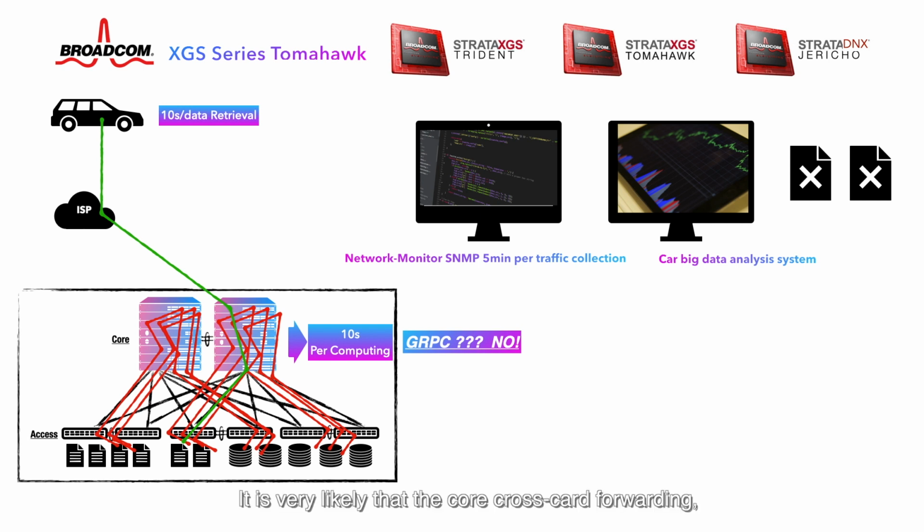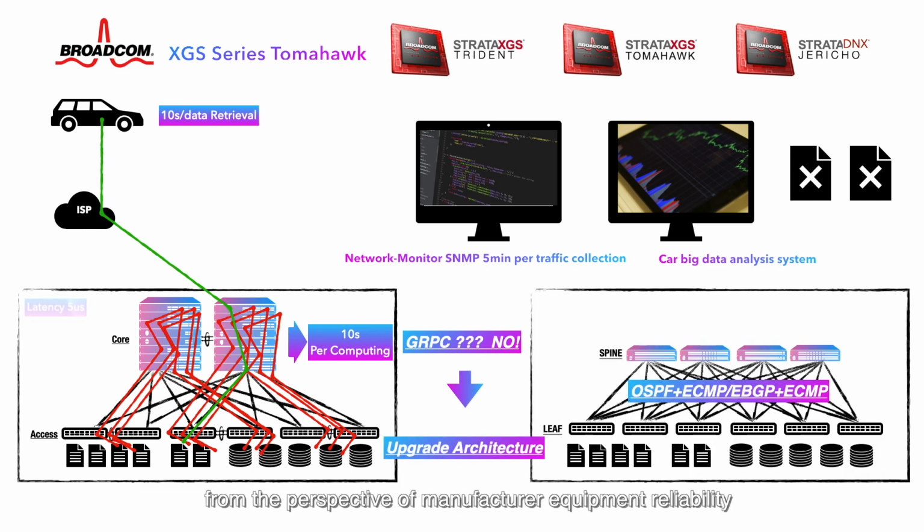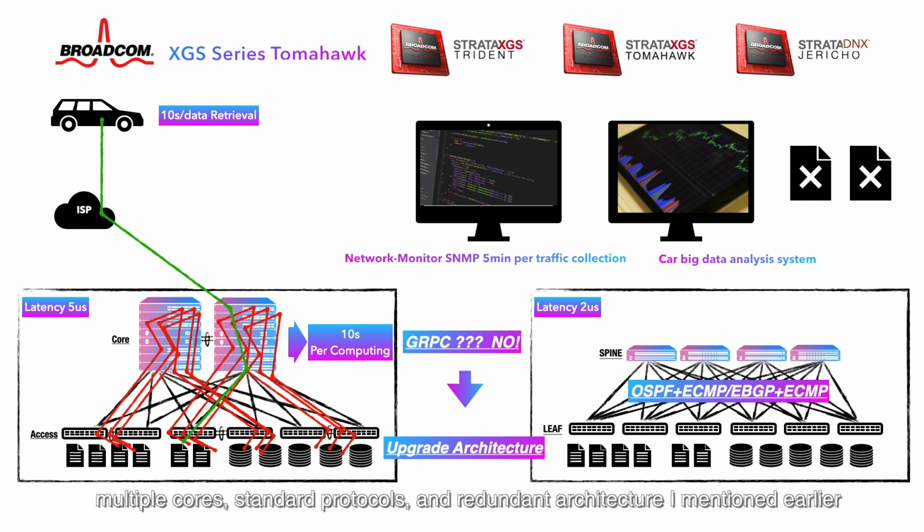It is likely that packet loss happens on the core cross-card forwarding or multi-chip cooperation caused packet loss, or even the high-G protocol and other issues. To solve this problem from the root cause, it's best to upgrade from the perspective of manufacturer equipment reliability to the perspective of architecture reliability. Combining the single-chip, multi-course, standard protocols, and redundant architecture I mentioned earlier to better improve the business experience and solve the problem from the root.